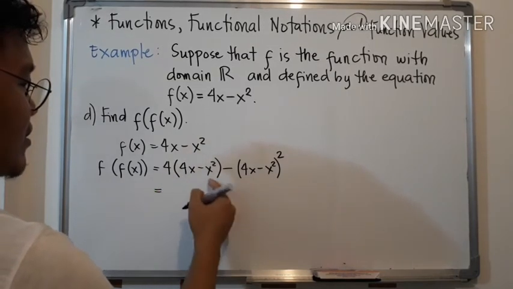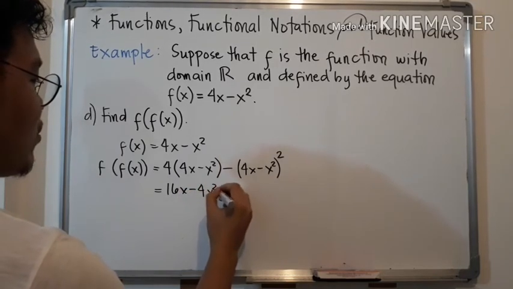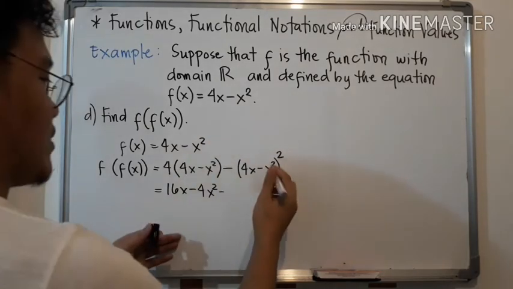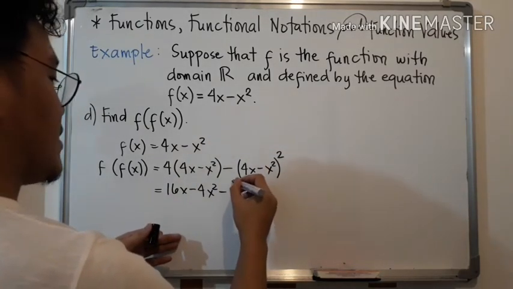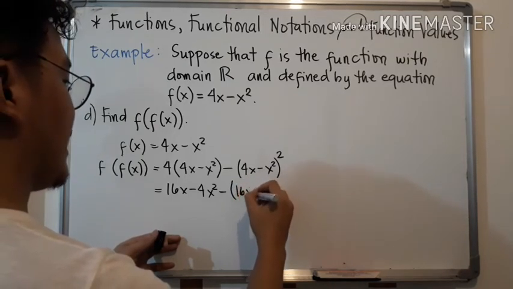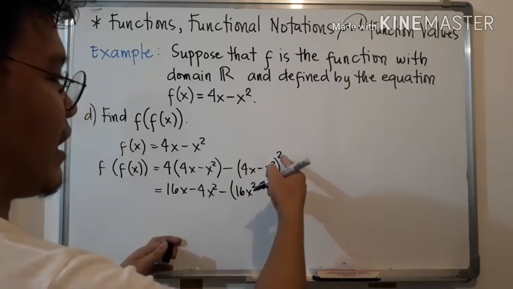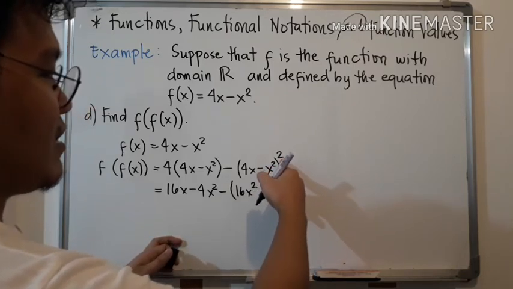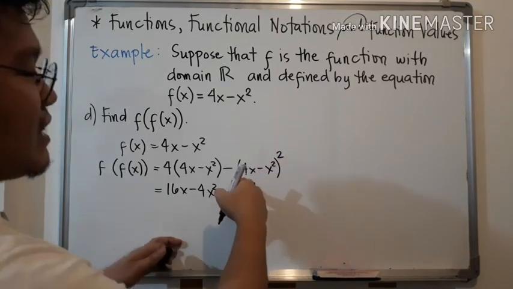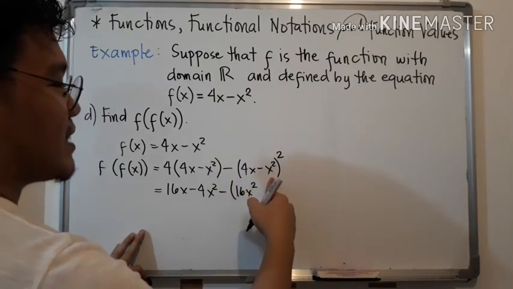We have distributive property. This becomes 16x minus 4x squared. And then we'll apply the rule of square of binomial. That is the square of the first term. Square of the first term is 4x to the power 2 is 16x squared. Then for the second term, we take the power 2 as a constant, then multiply it to the terms. So 2 times 4x is 8x times negative x squared.